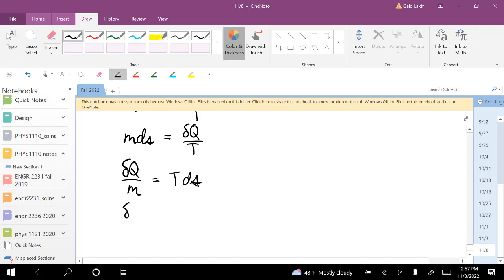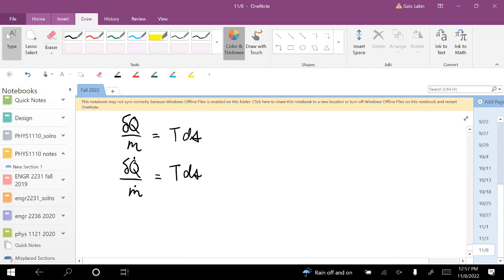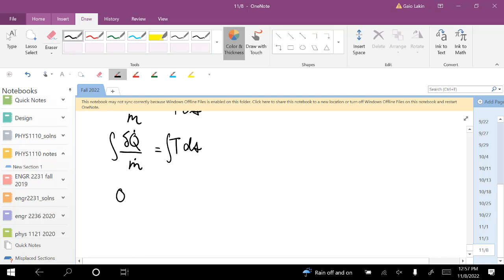And then this is the same thing as dq dot over m dot is equal to T ds. And now you can integrate both sides. And you get that q dot over m dot is equal to the average temperature over that interval times the change in specific entropy. Okay, so we can write that as, well, let's leave it like that for now.